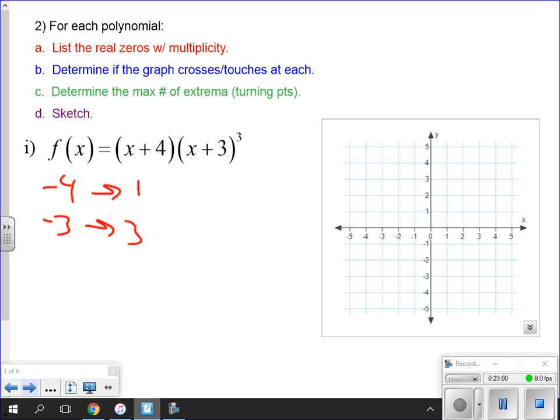Now, the next one, determine if the graph crosses or touches. This is all to do with multiplicity. If the multiplicity is odd, it does what? Crosses. If the multiplicity is even, it touches. So with both of those, it crosses. So this one crosses both.